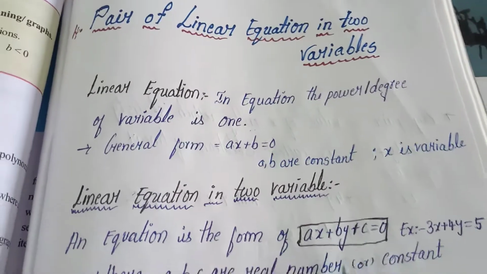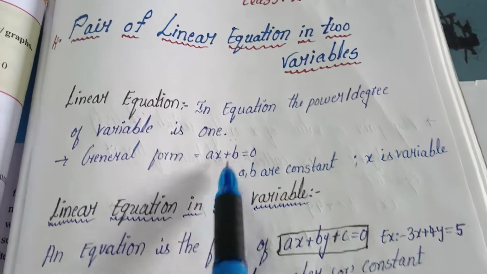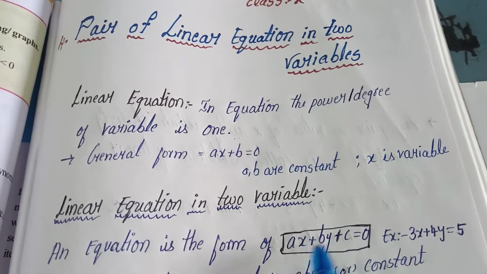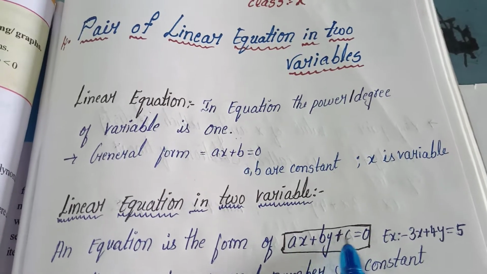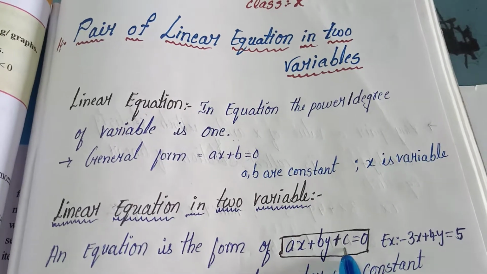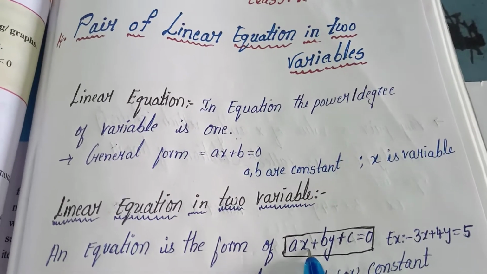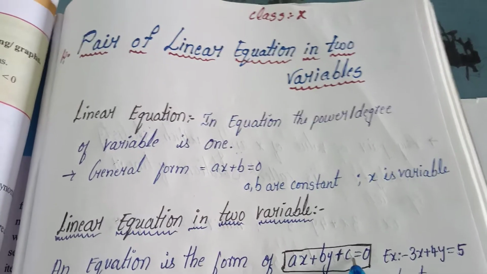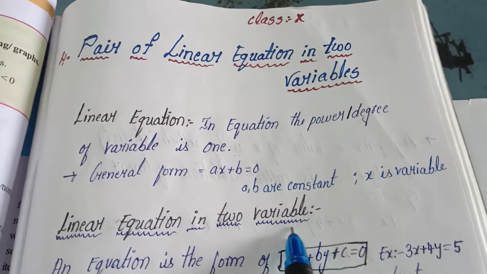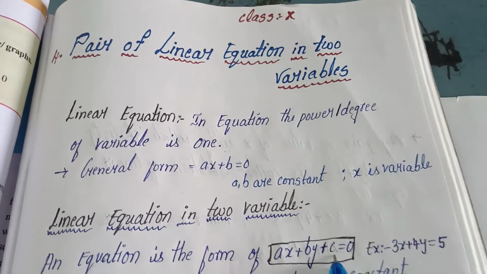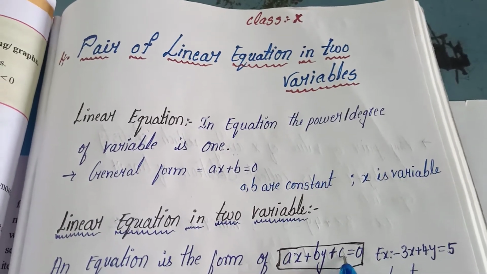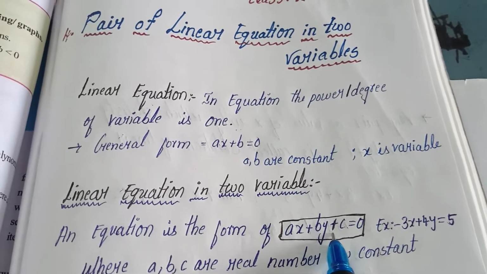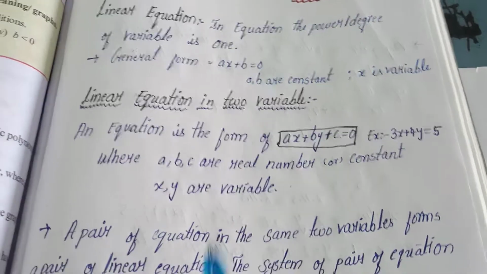Linear equation in two variables means that it is a general form. Not just ax plus b: linear equation in two variables means ax plus by plus c. In alphabetical order we are going, so ax plus by plus c; z is not there because our question is linear equation in two variables, not three variables. The last term will be without a variable, which means it is a constant number. It is the general form of a linear equation in two variables.